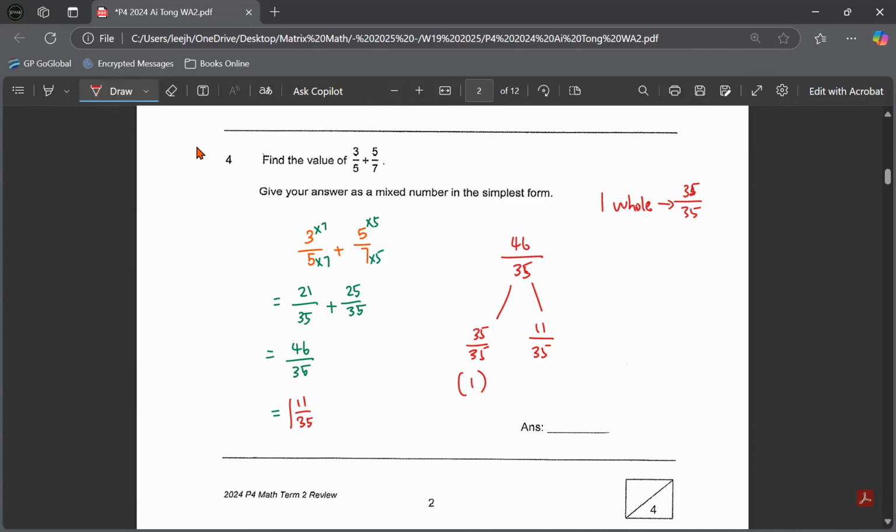But ask yourself, is this already in simplest form? If not, you have to simplify. If yes, then this is your answer. One whole 11 over 35. Okay.